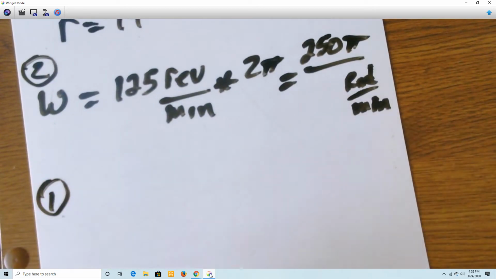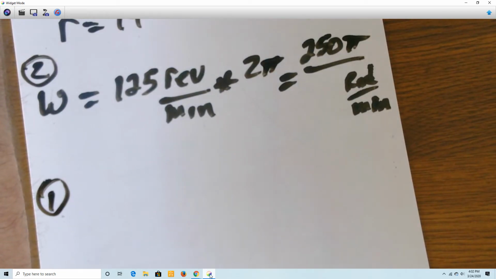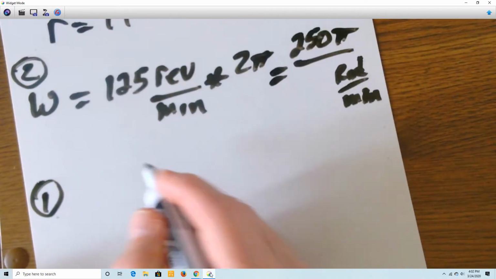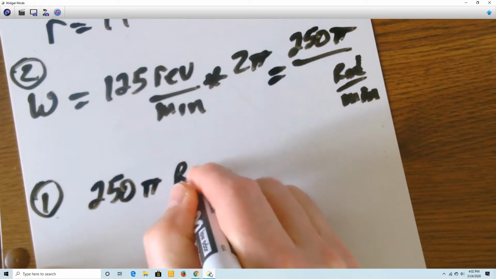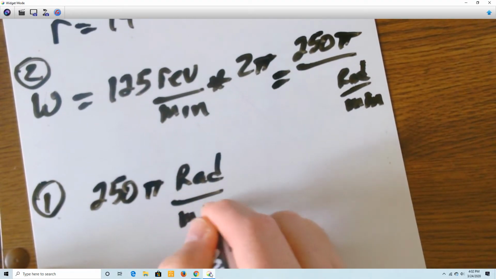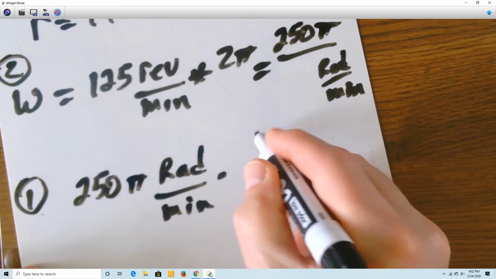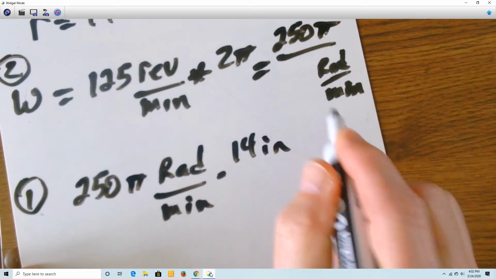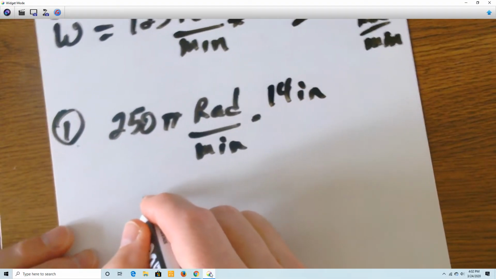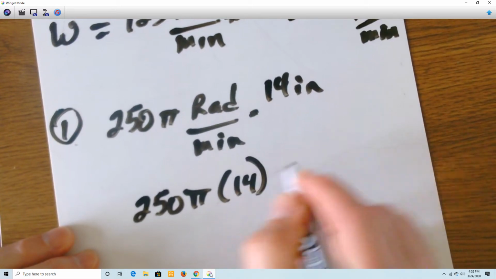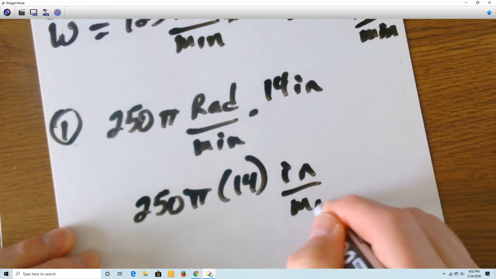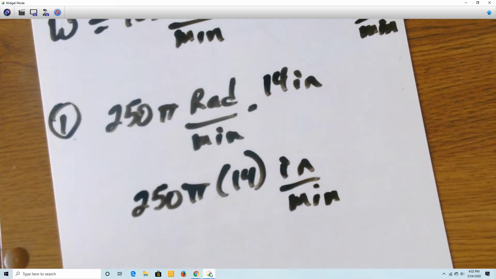Question number 1 says to find the linear velocity in inches per minute. So this is actually pretty easy as far as that goes. We have 250 pi radians per minute, and to get the linear velocity, we're just going to multiply that by the radius, which is 14 inches. So we have 250 pi times 14 inches per minute. All right, so I'll take out my calculator.